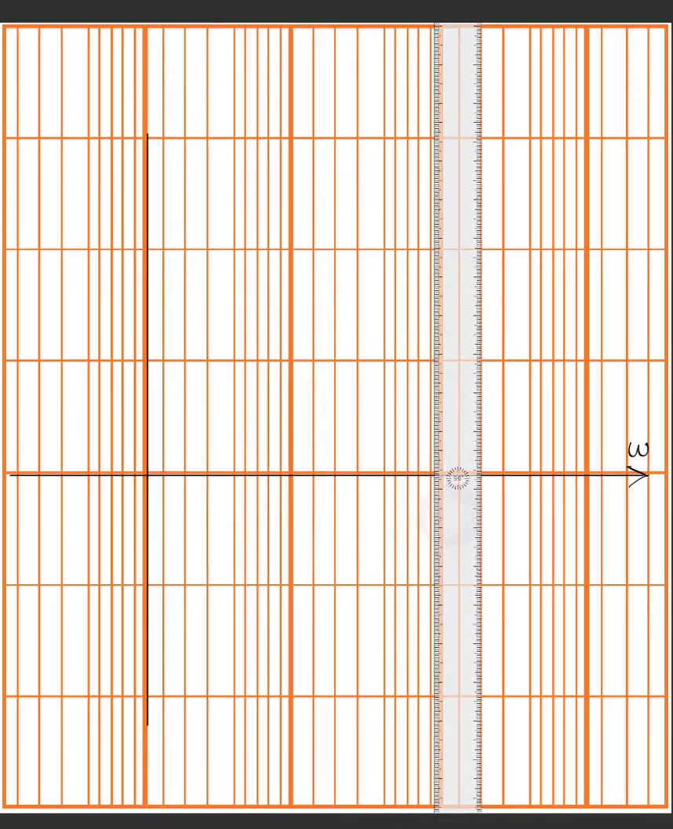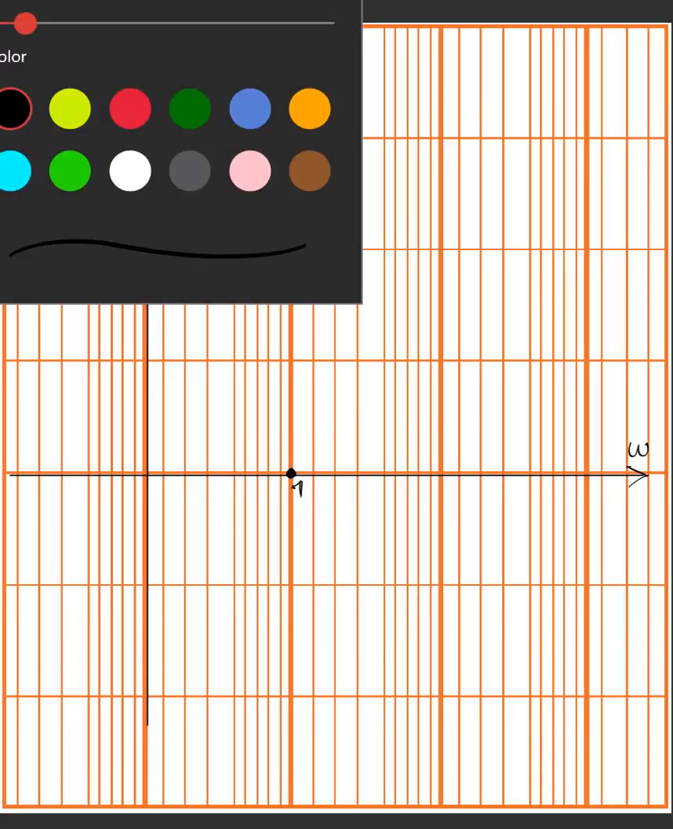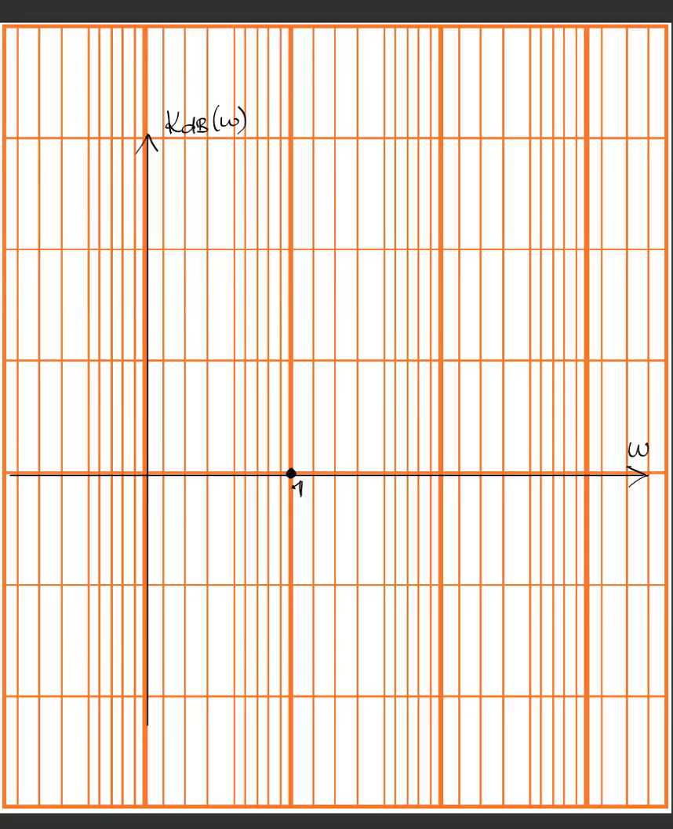Of course it can be the phi omega. Let's say this is k in decibel omega. For example, this value can be 1. Omega is equal to 1. Here omega is equal to 10. Here omega is equal to 100, and so on.